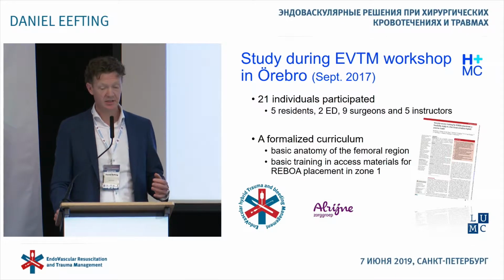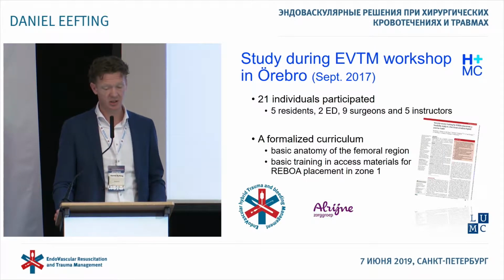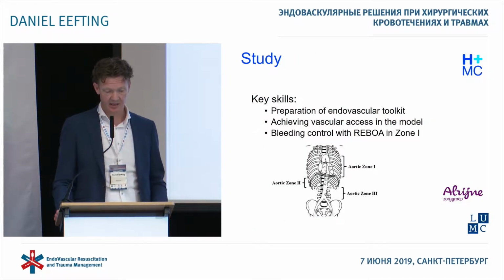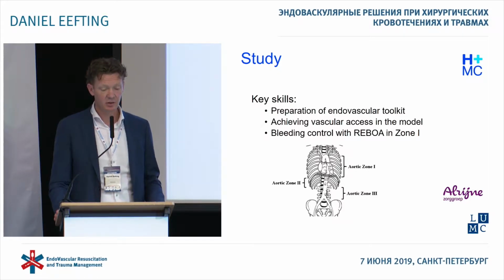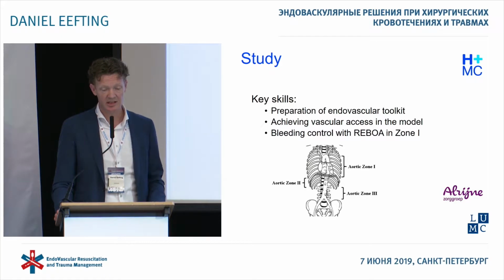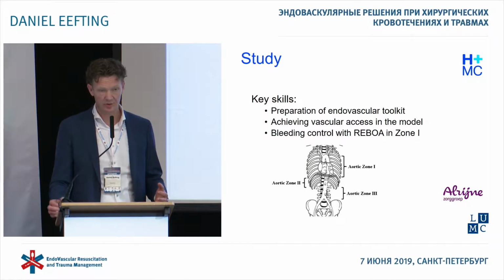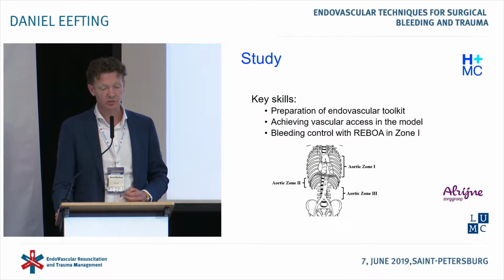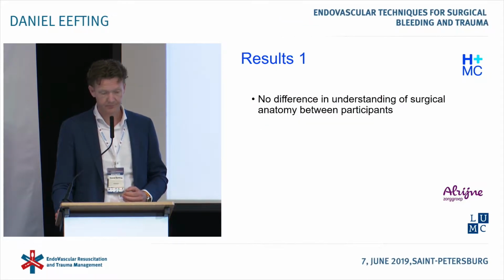It was a formalized curriculum. We assessed the basic anatomy in the femoral region. We tested the knowledge of it, and also the very basic training in the access and materials for REBOA placement. The candidates had to prepare an endovascular toolkit, and then they achieved vascular access in the model. It was a hybrid model with a silicone tube on the pig. After that, they had to control the bleeding in zone 1 with the REBOA.